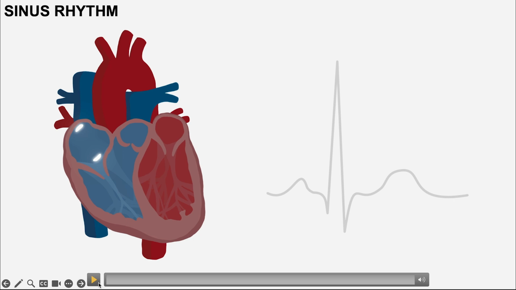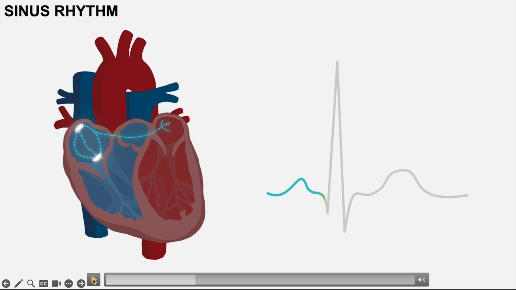So in normal sinus rhythm, the impulse will begin at the pacemaker cells in the sinoatrial node. It will then spread across the atria, giving rise to the P wave. The impulse will then pause at the atrioventricular node, allowing time for the ventricles to fill. This is denoted by the isoelectric PR segment.